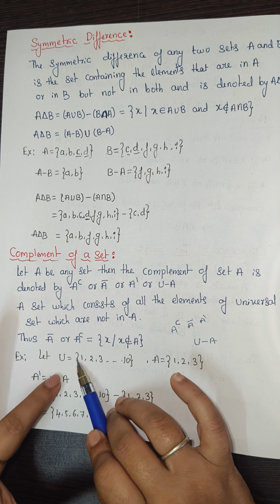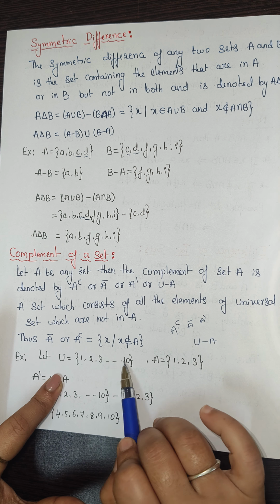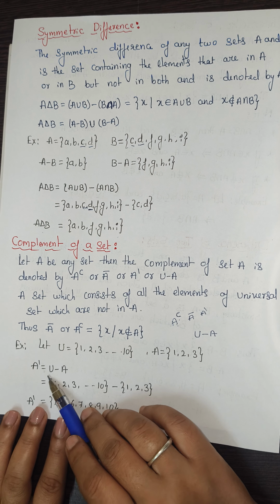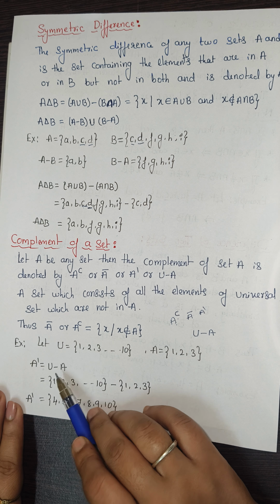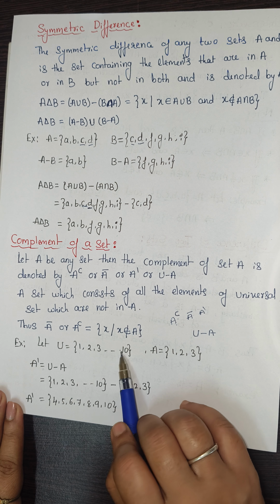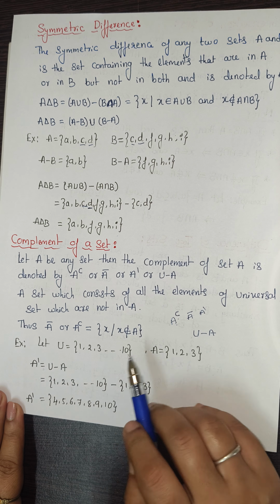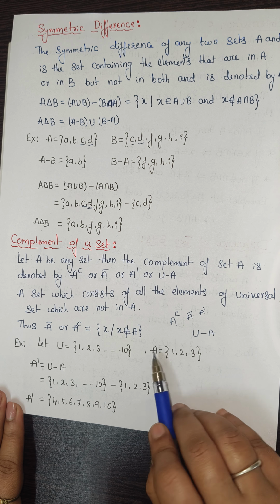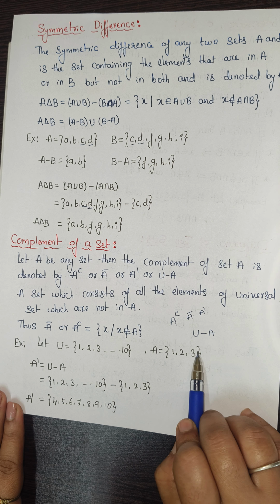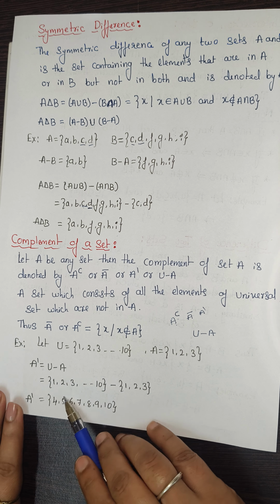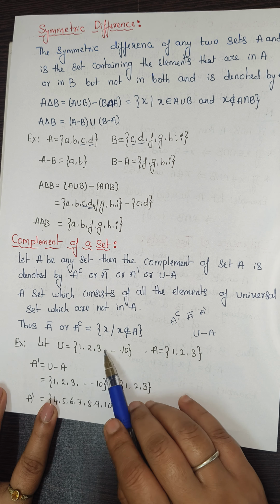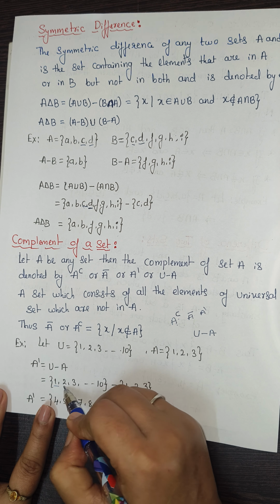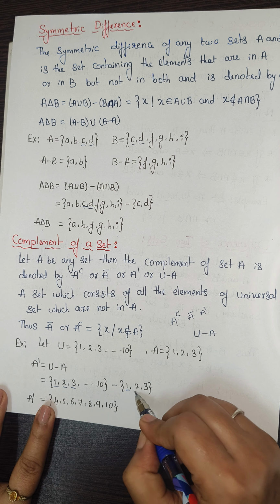Okay, here is one example they have given. U is a universal set. It contains 1 to 10, and A dash, meaning the complement of A, is U minus A. U minus A means you need to write all the elements of the universal set which are not elements of set A. So 1, 2, 3 are in set A, you need to skip those. So you write only 4, 5, 6, 7, 8, 9, 10. 1, 2, 3 you don't write because they are already in set A.